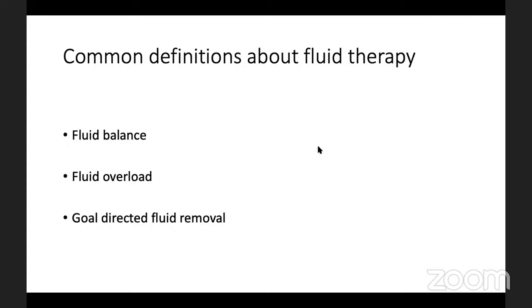So that takes us to goal-directed fluid therapy, whereby you'd want to give your patient fluids tailored to that individual patient, in the sense of not giving too much and not giving too little. As we go through the slides, we shall know at what stage we start fluid removal.